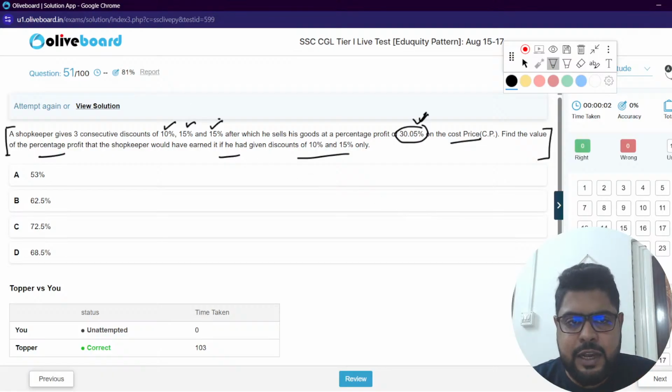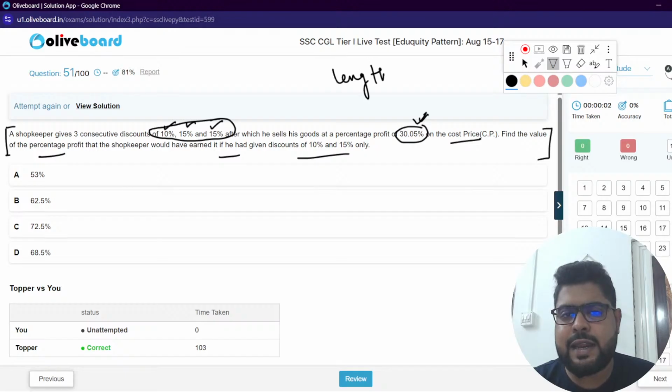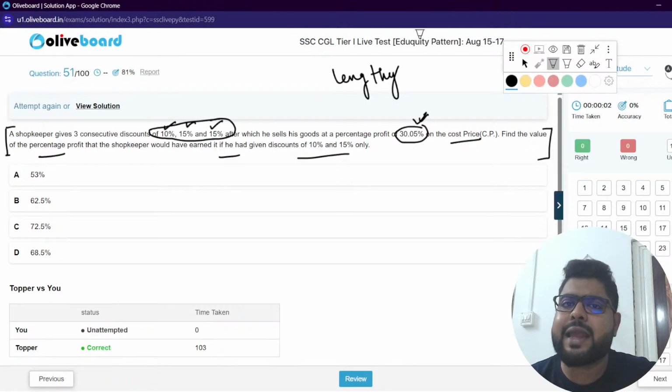If you just look at these three values and start solving the question by working out the net discount, then you are stuck. It will be a very lengthy question. It will become a very lengthy affair after all. So in what way can you make it shorter?